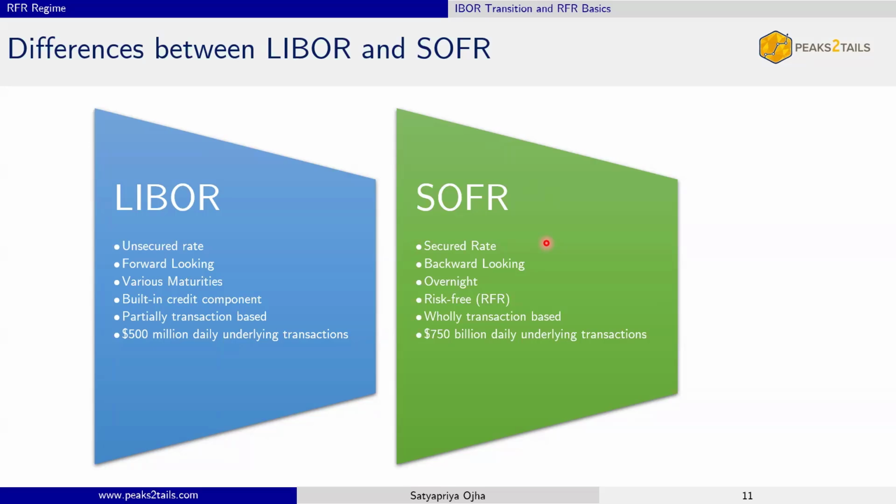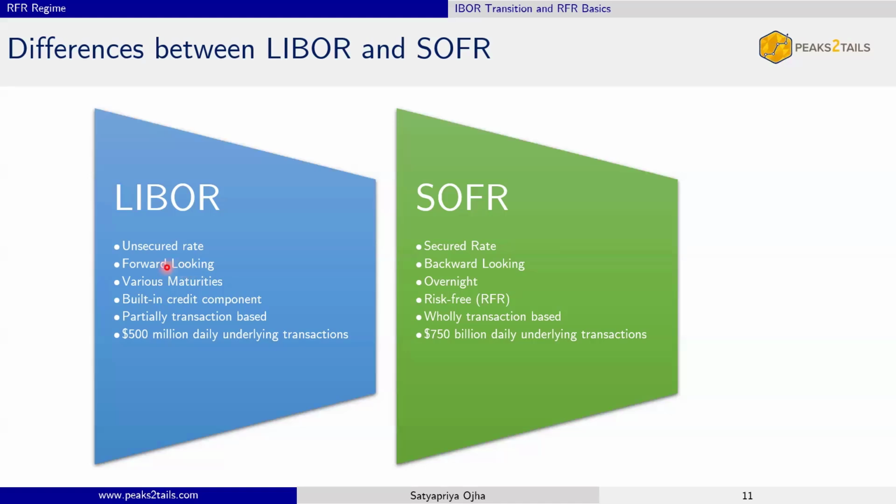Let's understand that. First and foremost, LIBOR was unsecured. It is just a simple estimate of the borrowing rate. There is no collateral, nothing involved. Unsecured borrowing rate for different maturities. But SOFR is a secured rate because it is backed by treasury bonds, which are used as collaterals.